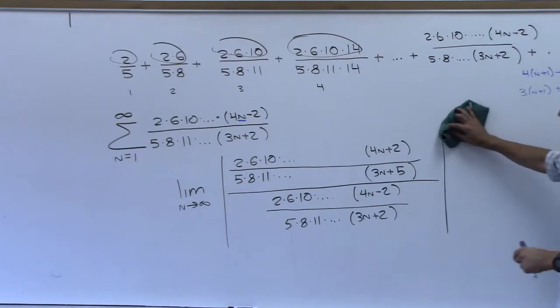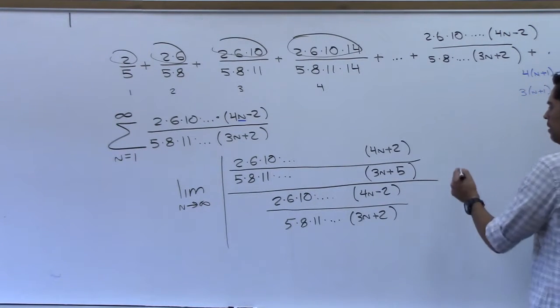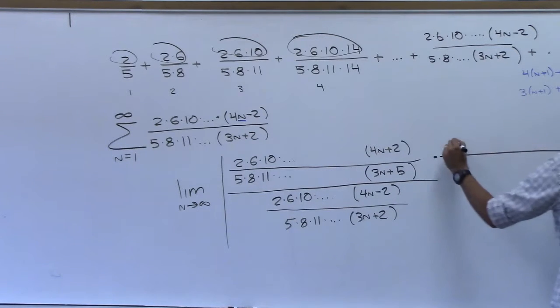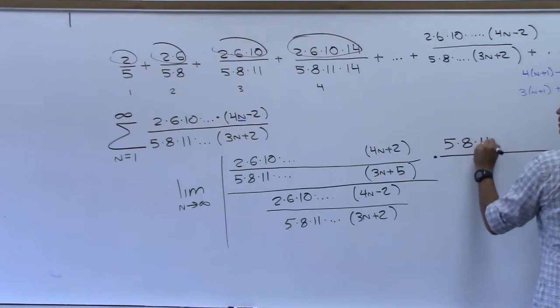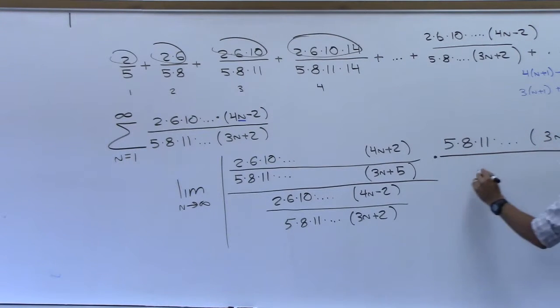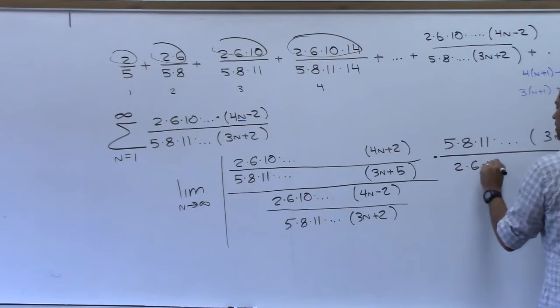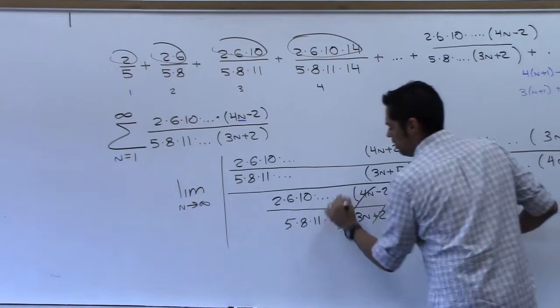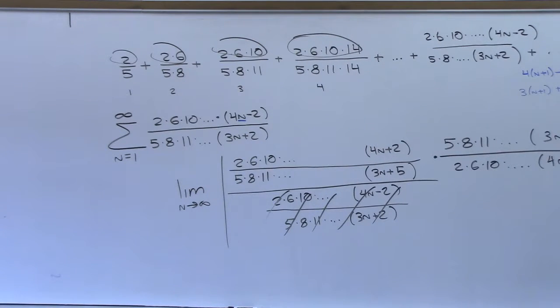I'm going to do that. So I'm going to move this absolute value. I'm going to say times, and I'm going to flip that fraction over and put it up here. 5 times 8 times 11 times dot, dot, dot, all the way to 3n plus 2. And then 2 times 6 times 10 times dot, dot, dot, 4n minus 2. Understand what I've done? That's all not there anymore?